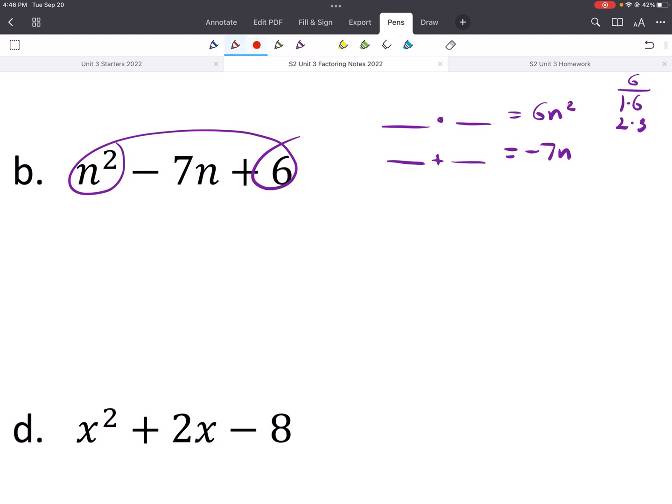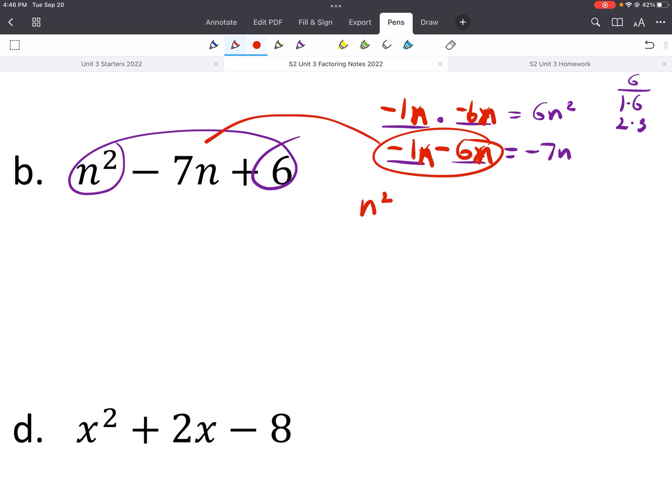I think this is one of the first ones we've done in our notes where we have a negative 1 and a negative 6. So again, it doesn't have to be adds to, we could subtract. If we did negative 1n times negative 6n, that does give us a positive 6n squared. We're doing n's. Then we can substitute that in for the middle term. So n squared minus 1n minus 6n plus 6.